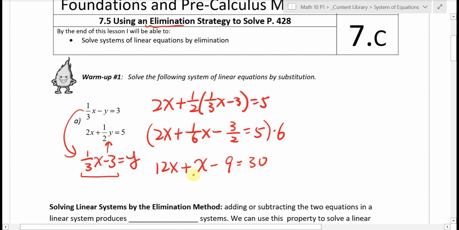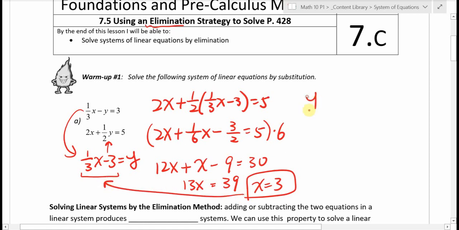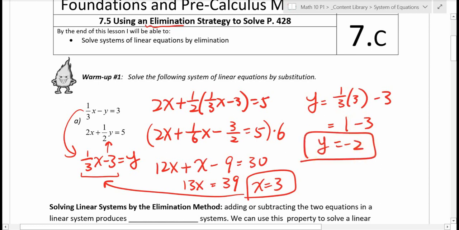So now we can combine like terms, that's 13x. Move the negative 9 to the right, we get 39. Okay, divide both sides by 13, you get x equals 3. Now, once we have the x value solved, we can then plug this into this equation to get the y value. So y is equal to 1 over 3 times 3 minus 3. 1/3 of a 3 is a 1, minus 3, that's negative 2. So there we go. x equals 3 and y equals negative 2.